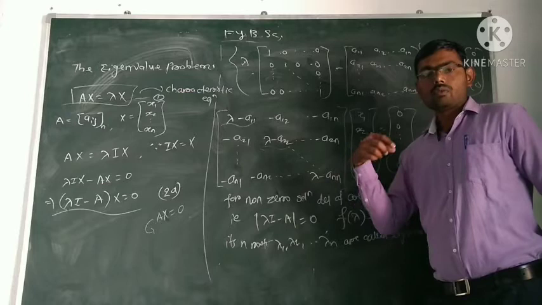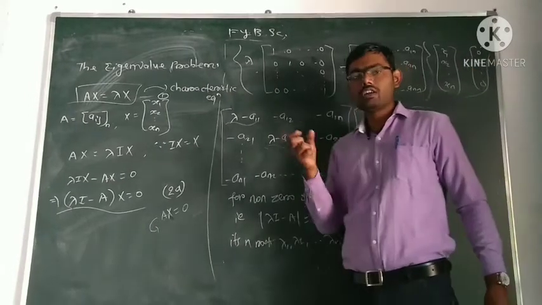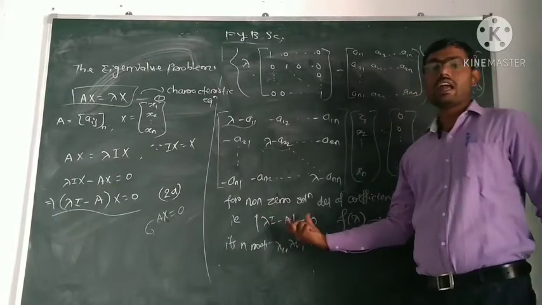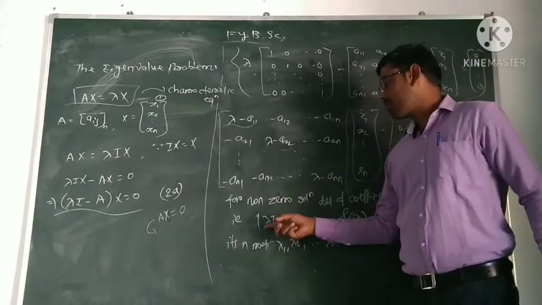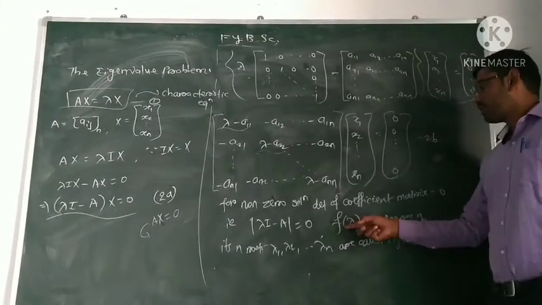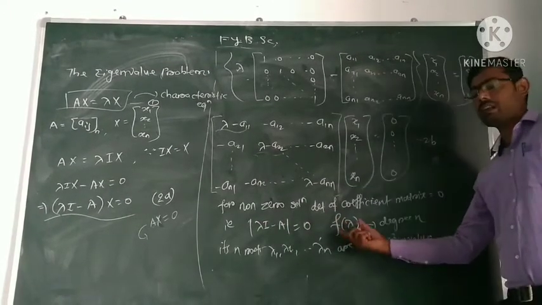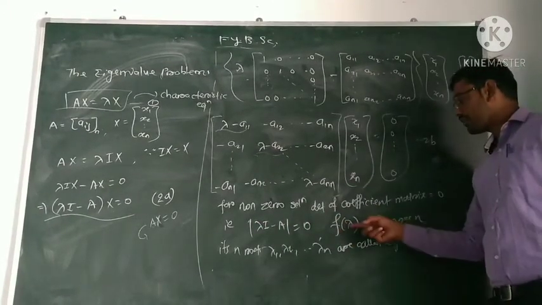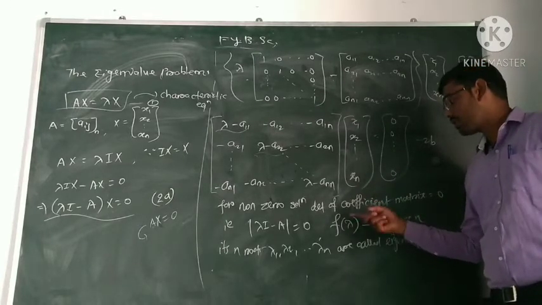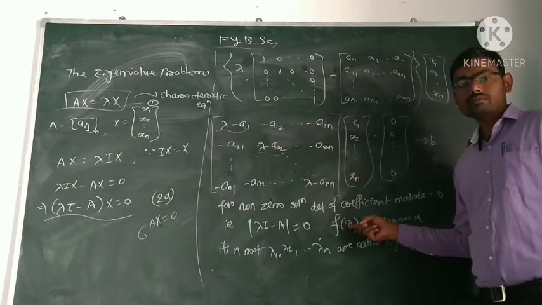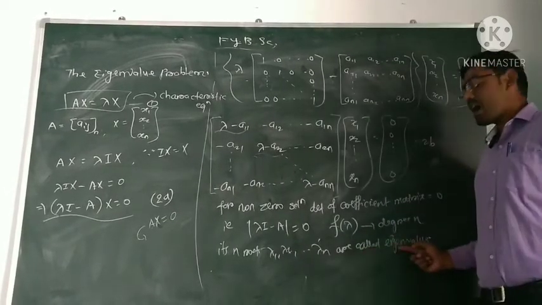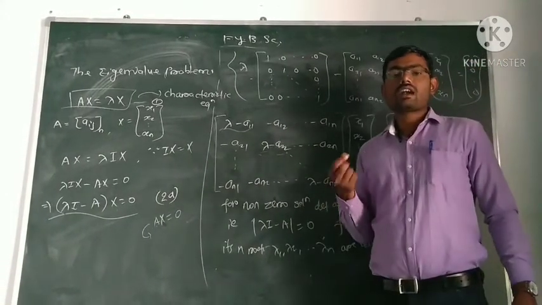So when we are asked to find the eigenvalues of a matrix, take this equation, the characteristic equation: the determinant of lambda I minus A is equal to 0. Solve this equation and we will get some polynomial in lambda of degree n, and any polynomial of degree n has at most n roots. So we will get n roots in lambda: lambda 1, lambda 2, up to lambda n. These are called the eigenvalues, or another name is characteristic roots.